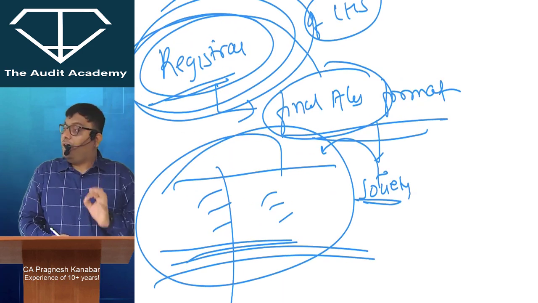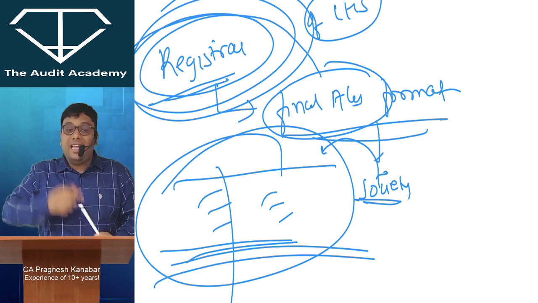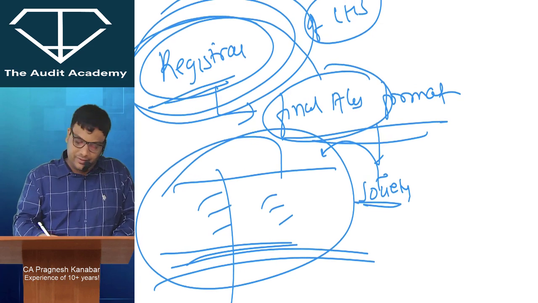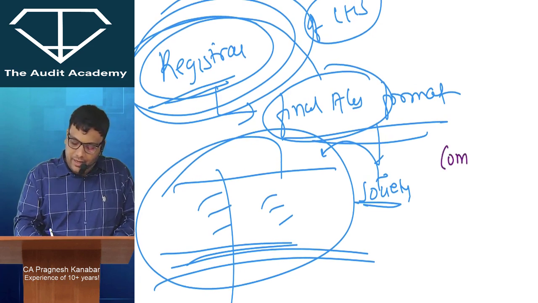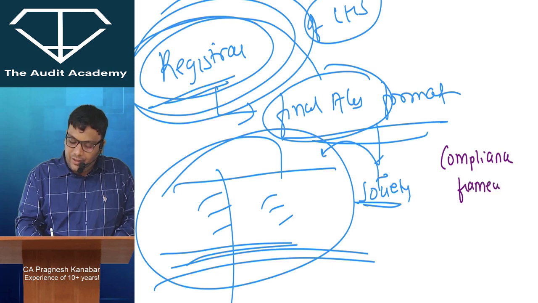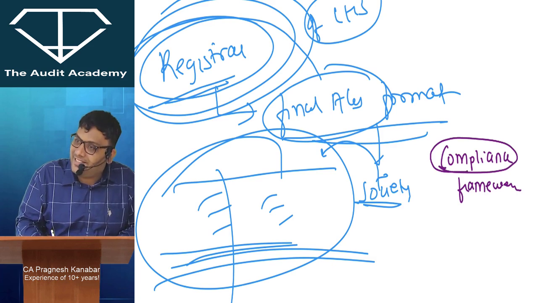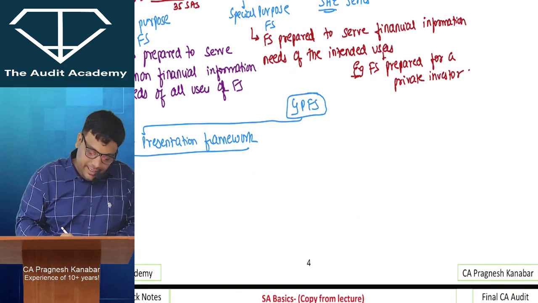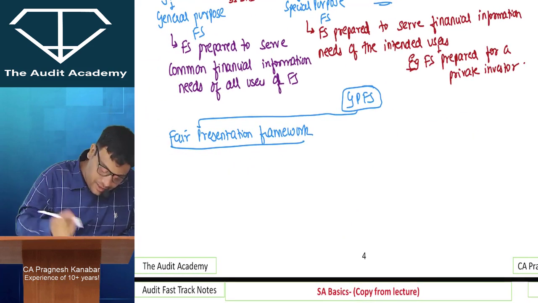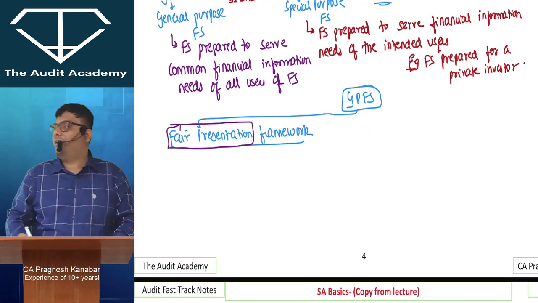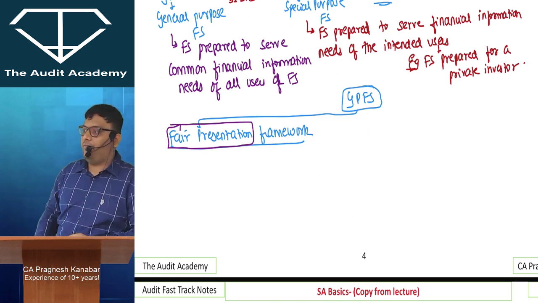Such kind of frameworks where we cannot force the management to provide additional disclosures, such kind of frameworks are called compliance frameworks. Which framework? Look at the name. They just want compliance. Whereas Schedule 3, AS, Ind AS, they not only want compliance, but they also want fair presentation.